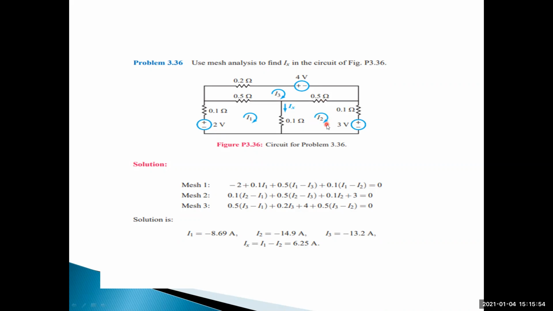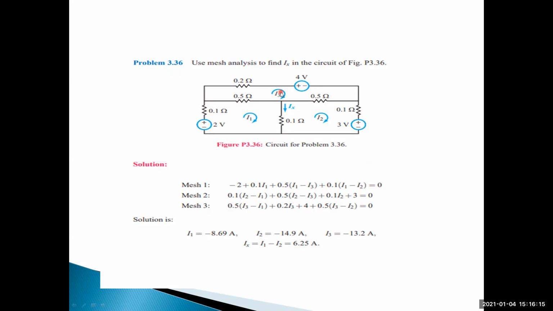First consider I2 only. The first element is I2. Then coming to here, 0.1 into I2 only, because it's not connected between these two. And then entering positive now, plus 3 is equal to 0. That's it, completed. And then the third one here.